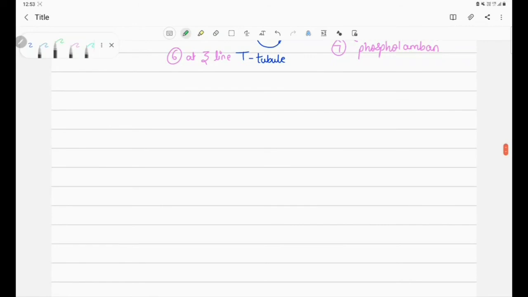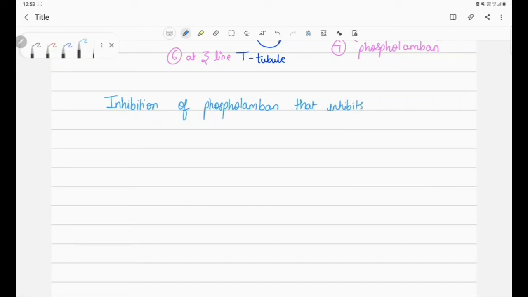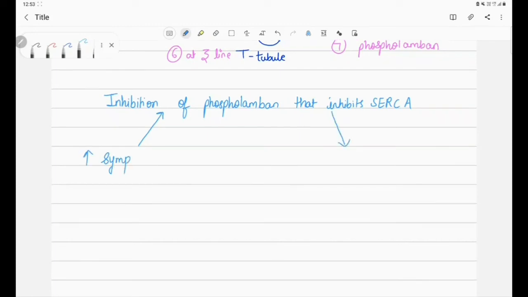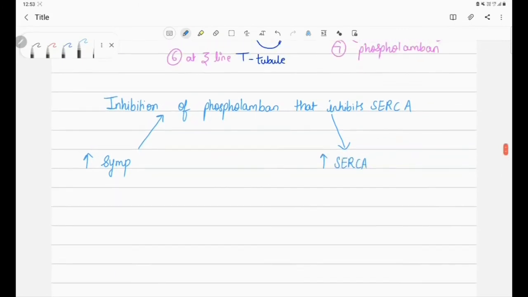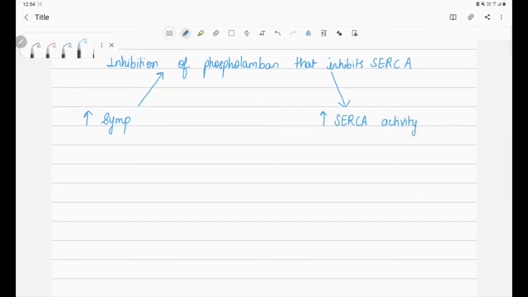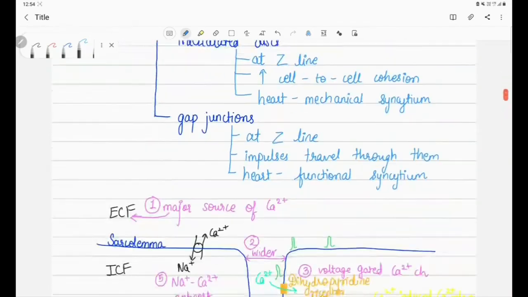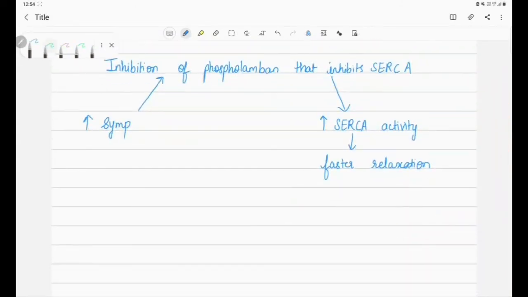So writing this down, inhibition of the phospholamban that inhibits SERCA. This is by the increased sympathetic discharge, and this inhibition leads to an increase in SERCA activity. Due to this increase in SERCA activity, there is faster relaxation as calcium is pumped back. Now this faster relaxation is basically indirectly caused by increased sympathetic discharge.